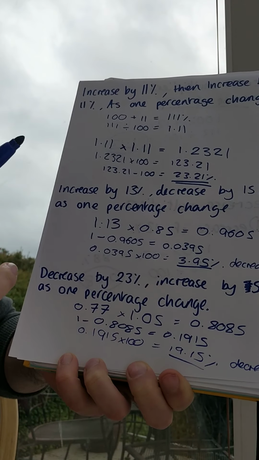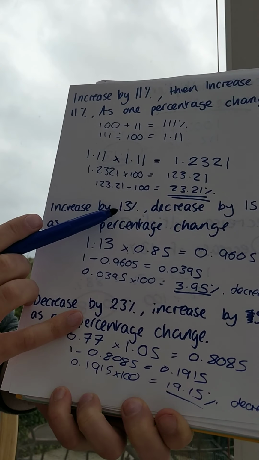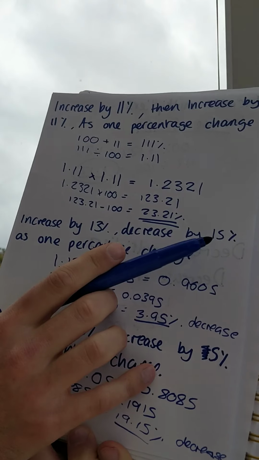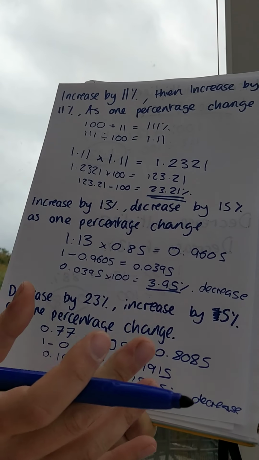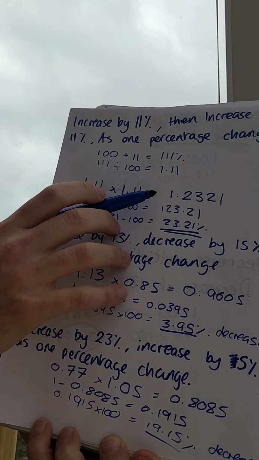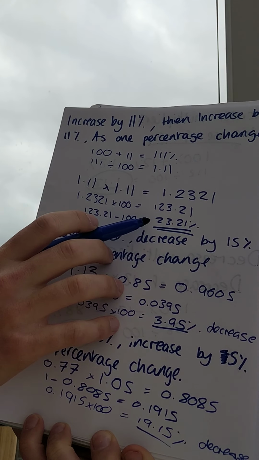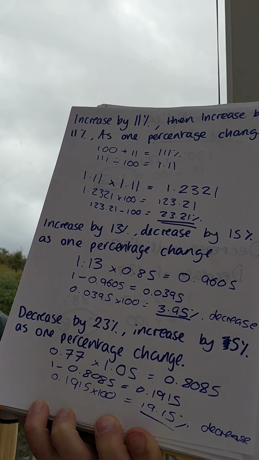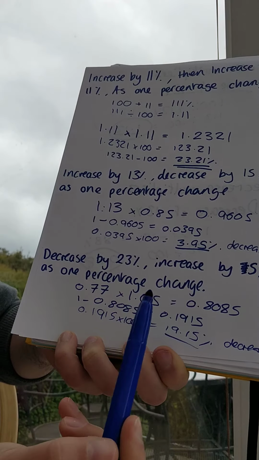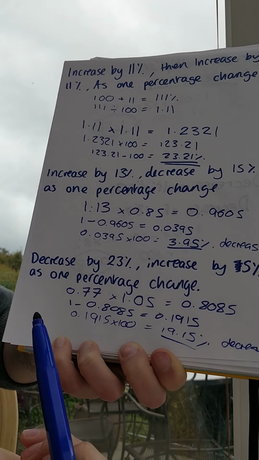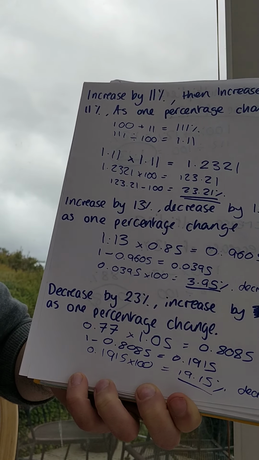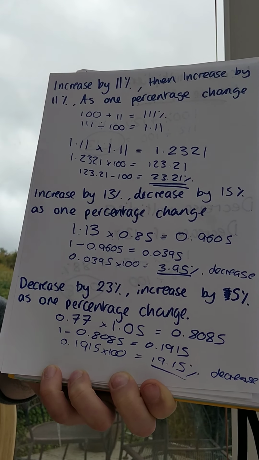So you find the decimal multiplier for the first, times the decimal multiplier for the second, times them together, and then work out what percentage it is. If it's above 1, just take away 1 from it, or take away 100 after you've multiplied it. If it's a decrease, you take it away from 1. Hopefully that makes a bit more sense. Obviously, let me know if it doesn't. I can always go through a few more specific examples for you.